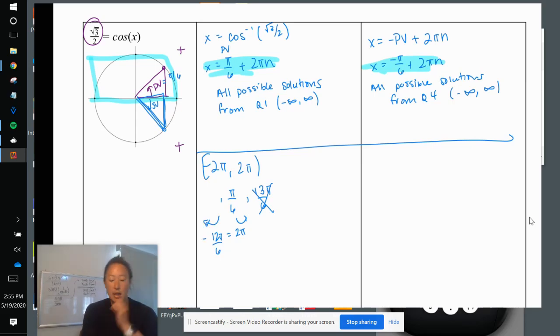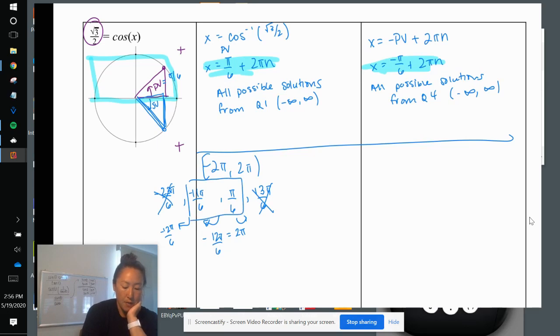So we're going to subtract 2 pi, which is negative 12 pi over 6. So 1 minus 12 is negative 11 pi over 6. That's inside. If I subtract another 12 pi over 6, I get negative 23 pi over 6, which is way more than 2. So I'm going to cross that off. So negative 11 pi over 6 and pi over 6 are the only two angles within the domain of negative 2 pi to 2 pi that will give me a ratio of root 3 over 2 from the first quadrant.